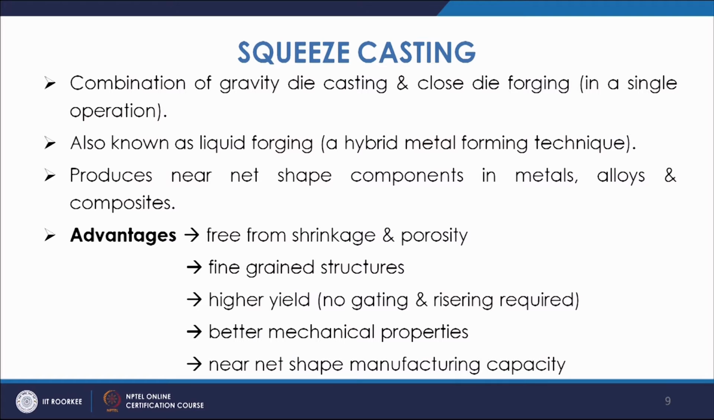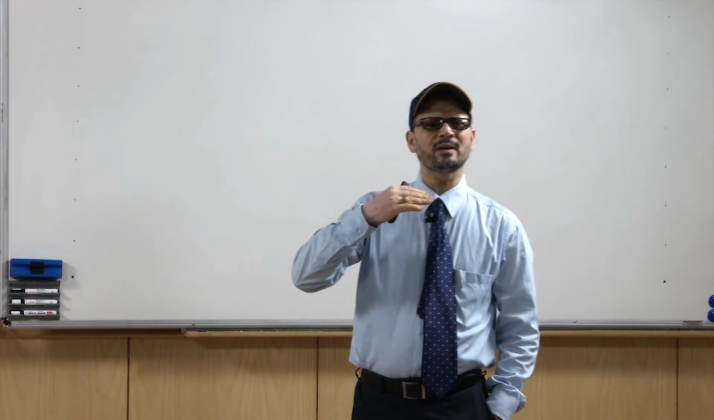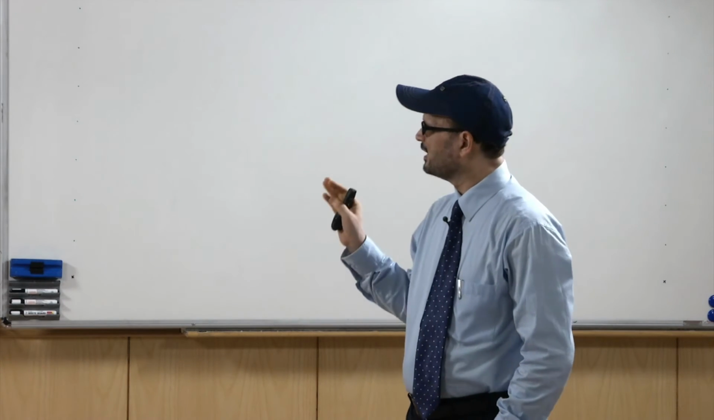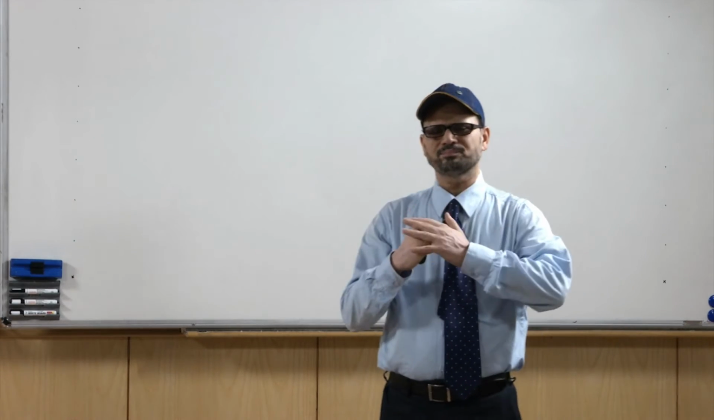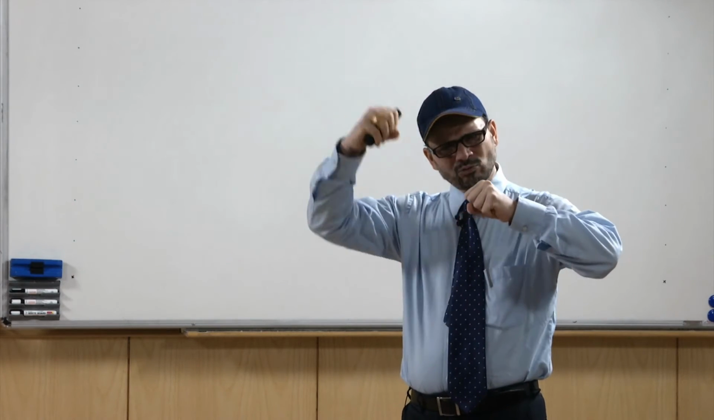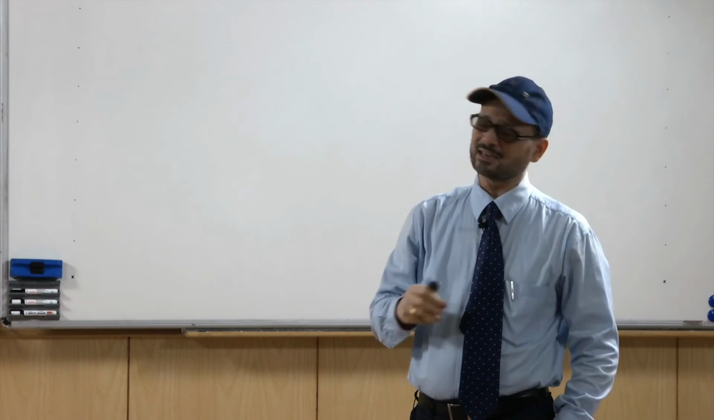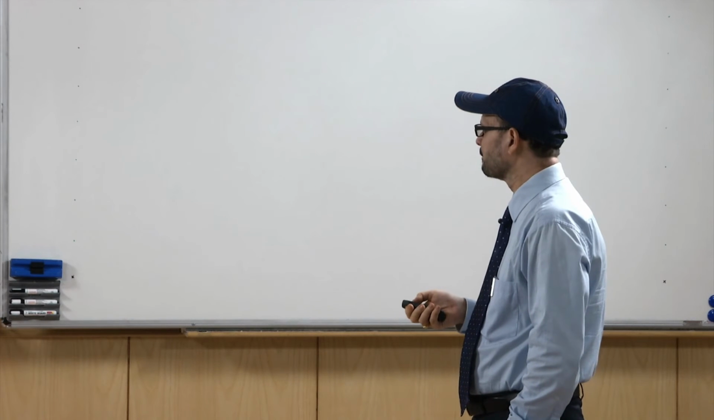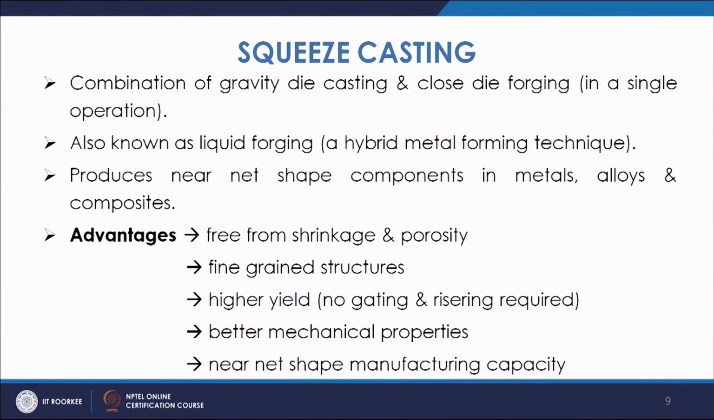In case of forging, what we do is heat the material to a certain temperature, where it has not gone to the liquid state. But here you are first of all putting the material in the liquid state and then you are pressing. In the liquid state itself you are applying the pressure, that is why it is known as liquid forging. It produces a near net shape component in metals, alloys and composites.